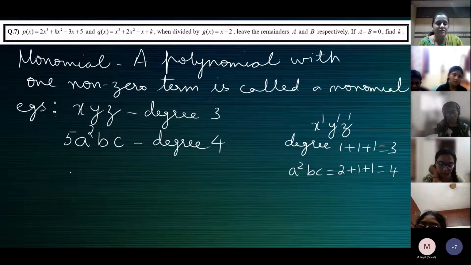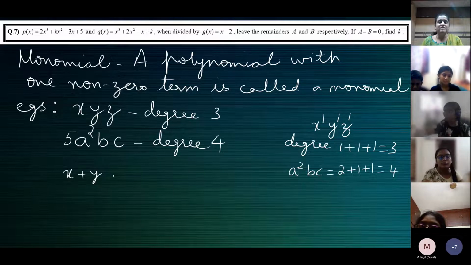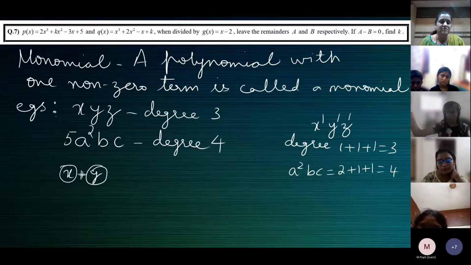Now, when we say x plus y, this is not a monomial. This is a binomial because there are two terms. The terms are separated by a plus or a minus sign. In an expression, a plus or minus sign separates the terms. So here there is a plus sign, so x is one term, y is another term.